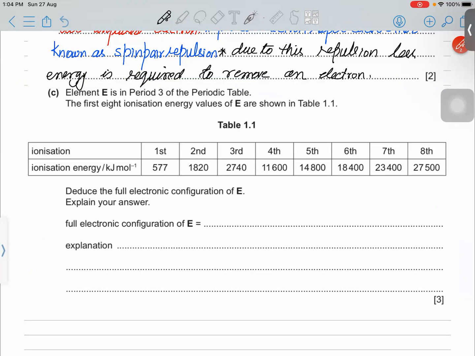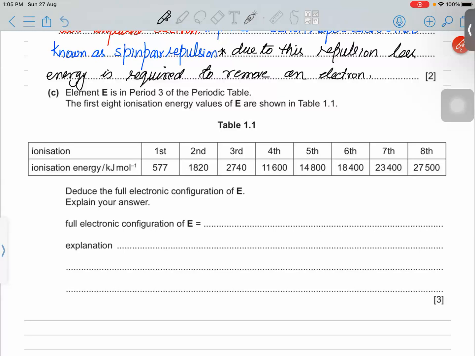Can anyone tell me the group number? Where is the big jump? After second or after third? Yes, after third. And the period number is 3. Group number is 13.